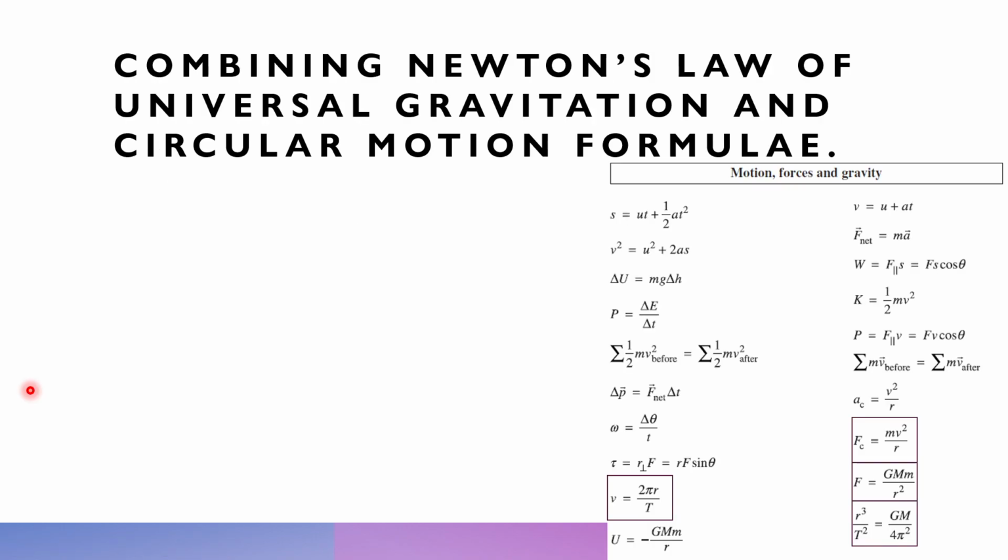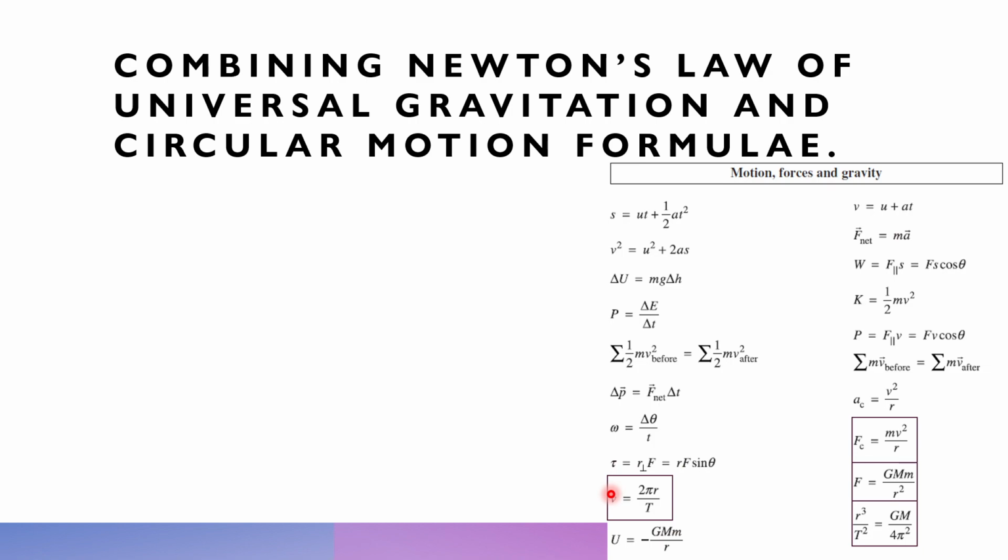The first thing that we're going to do today is combine Newton's law of universal gravitation and some of the circular motion formula that we have looked at already. This will require three equations. First off, the law of universal gravitation, as well as our equation to calculate centripetal force, and our formula to calculate for circular velocity.